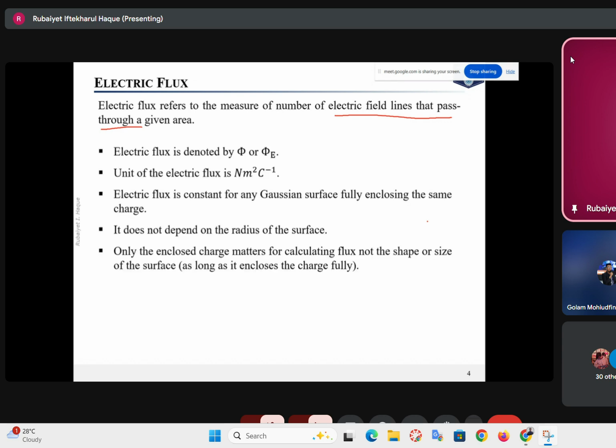Now see some properties of the flux. The flux is denoted by the Greek letter phi. Sometimes for electric flux it is also given the subscript E, phi E, because we also have magnetic flux.